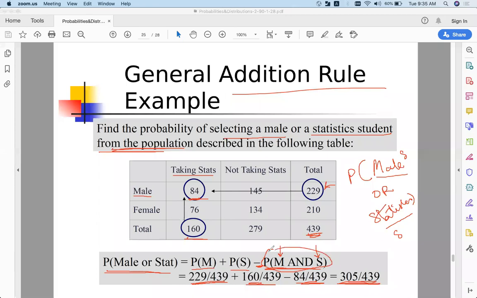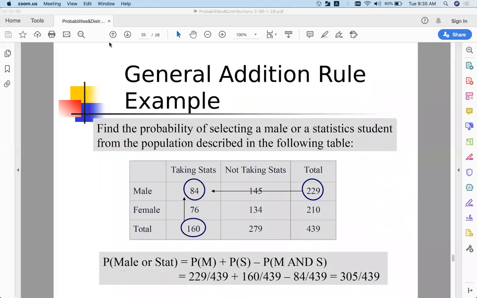What is the probability of male and statistics? What we are solving is: you pick a student and he could be male or he is taking statistics. We are using the general addition formula and coming up with probability of male plus probability of statistics minus probability of male and statistics. Don't get confused. The denominator will be 439 only. Any questions, any doubts here?